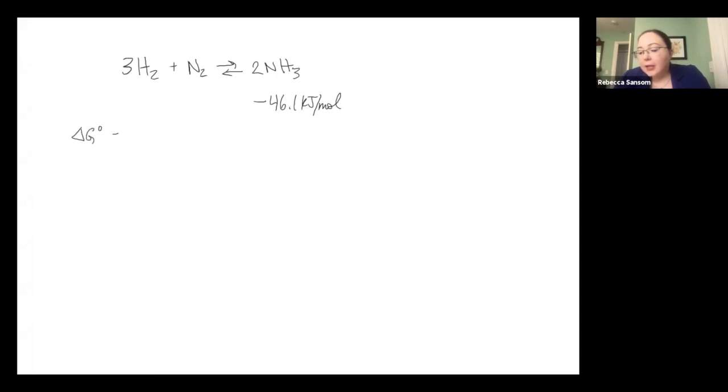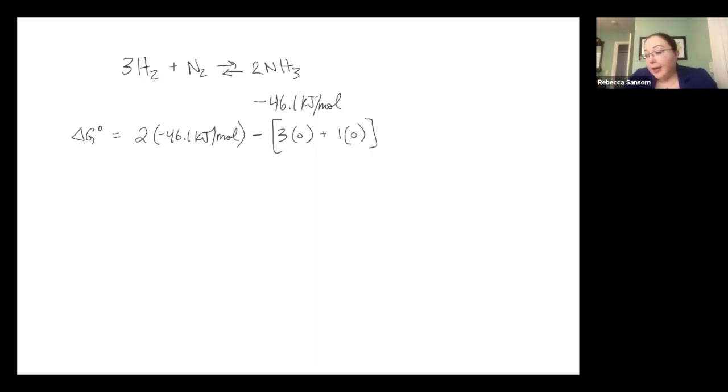We've got 3H2 plus N2, and we're making 2NH3. And they told us that our delta G naught of formation for NH3 is negative 46.1 kilojoules per mole. So my first step is I've got to find my delta G naught for this reaction. So that's going to be 2 times negative 46.1 kilojoules per mole. That's our products minus the reactants, which is 3 times 0 and 1 times 0. Remember, the delta G naught of formation for elements is defined as being 0.